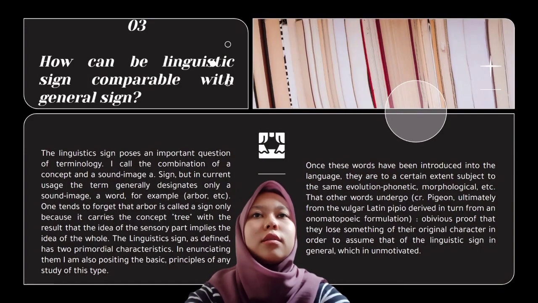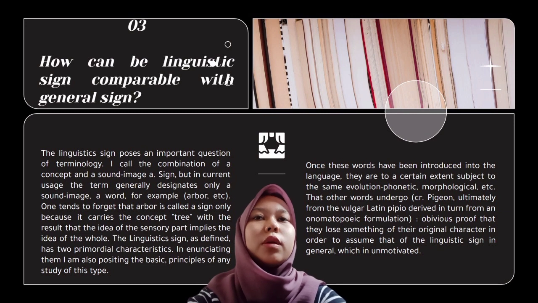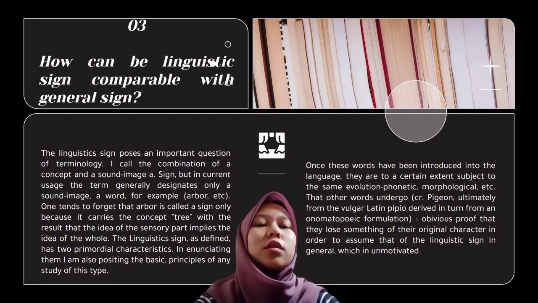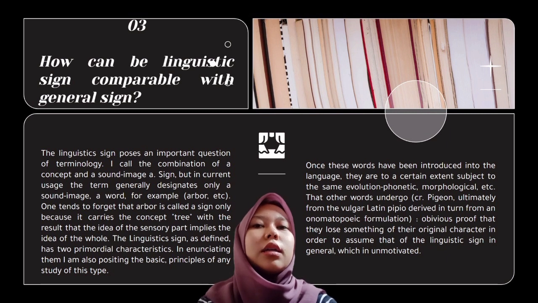Next material, how can the linguistic sign be compared with the general sign? The linguistic sign poses an important question of terminology. I call the combination of a concept and a sound image a sign, but in current usage, the term generally designates only a sound image, a word, for example, arbor, etc. One tends to forget that arbor is called a sign only because it carries the concept tree, with the result that the idea of the sensory part implies the idea of the whole.